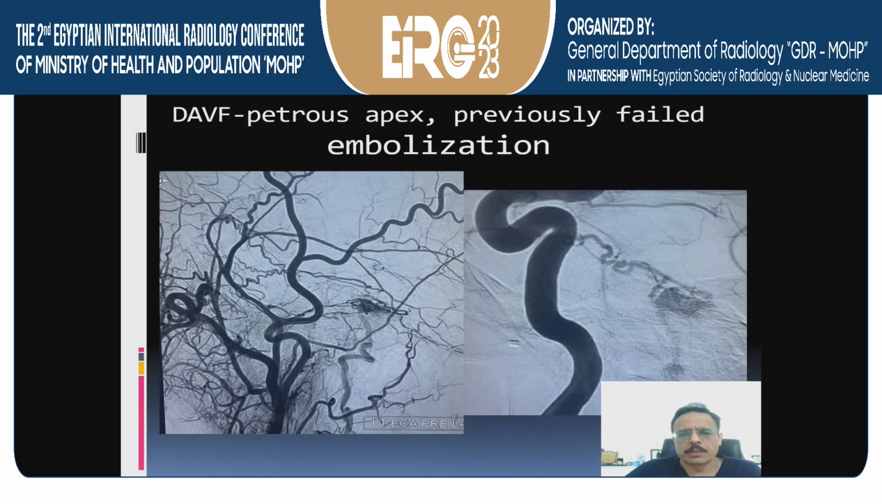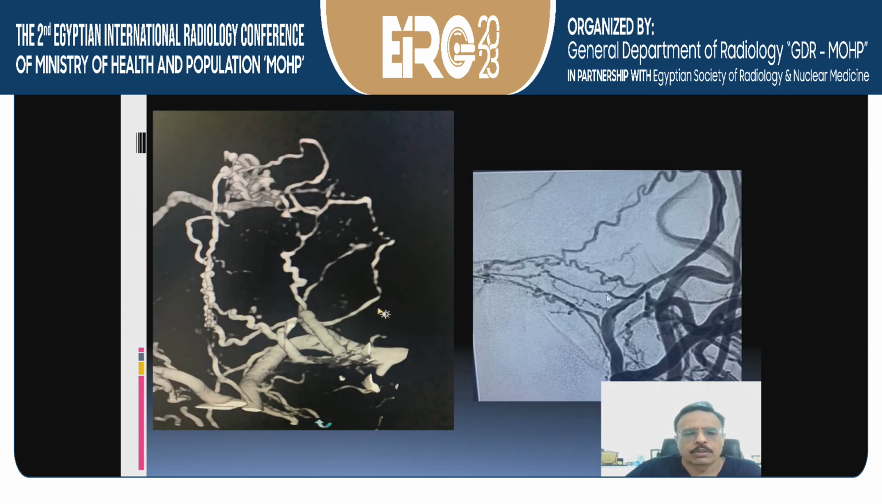Another patient had previously been embolized, so very, very small feeders. You can see the middle meningeal artery, a very small tortuous vessel. There is an ICA small vessel, no good access in this patient. So how do we treat this patient?